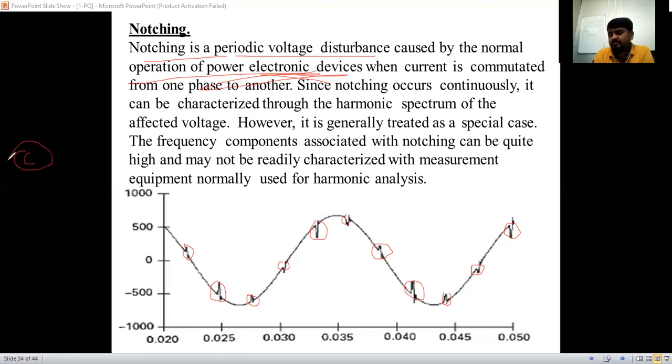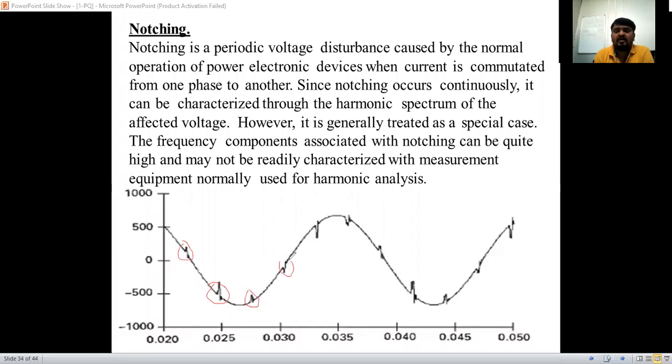Have you heard the name? Yes or no? SCR commutation method, have you heard? Rule number 1, Shraddha. Yes, sir. Commutation, you have heard the name, right? Yes, sir. Thyristor commutation or SCR commutation method.